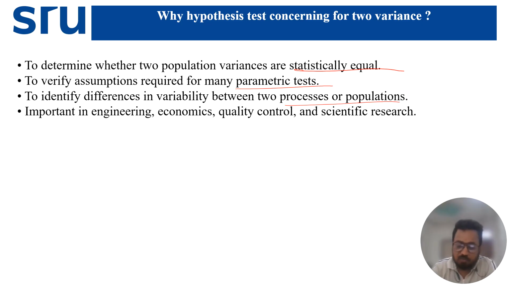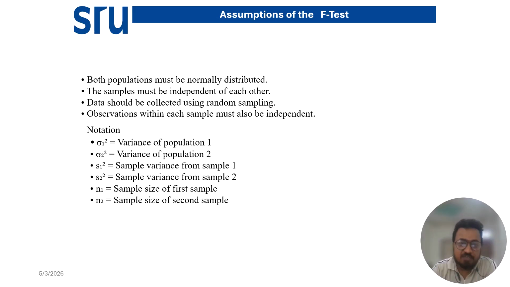Okay. First we will discuss the assumptions for the F test. Both populations must be normally distributed, and the samples must be independent of each other, and data should be collected using random sampling. And observations within each sample must be independent.